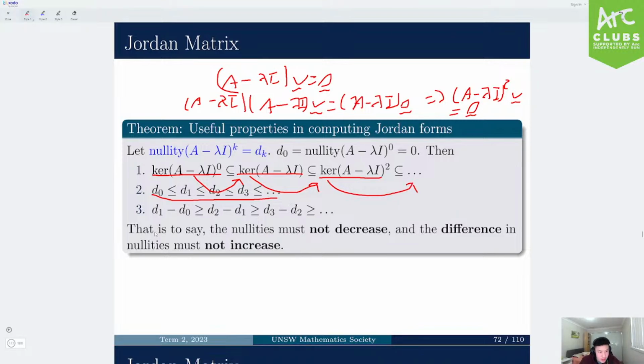And the third property is that the differences in nullities must not increase. Okay, so a couple of points here. Point 2 was that the nullities must not decrease, and point 3 was that the differences in nullities must not increase.